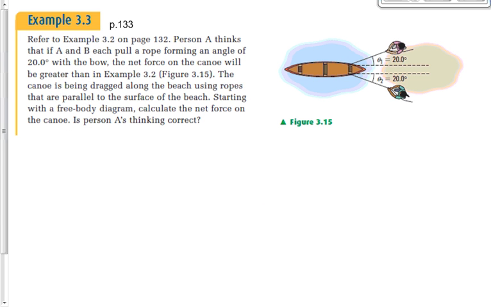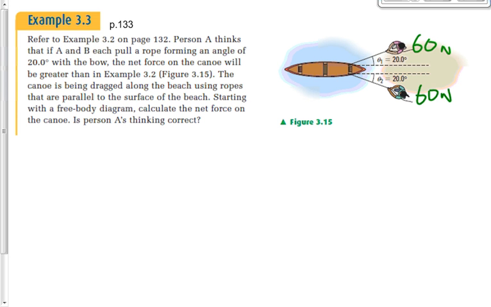In this question, the person thinks that the net force is going to be greater than in example 3.2. So we're pulling along the beach using the ropes that are parallel to the surface of the beach. We're pulling with forces of, what was it, 60, 60? 60 newtons, 60 newtons.